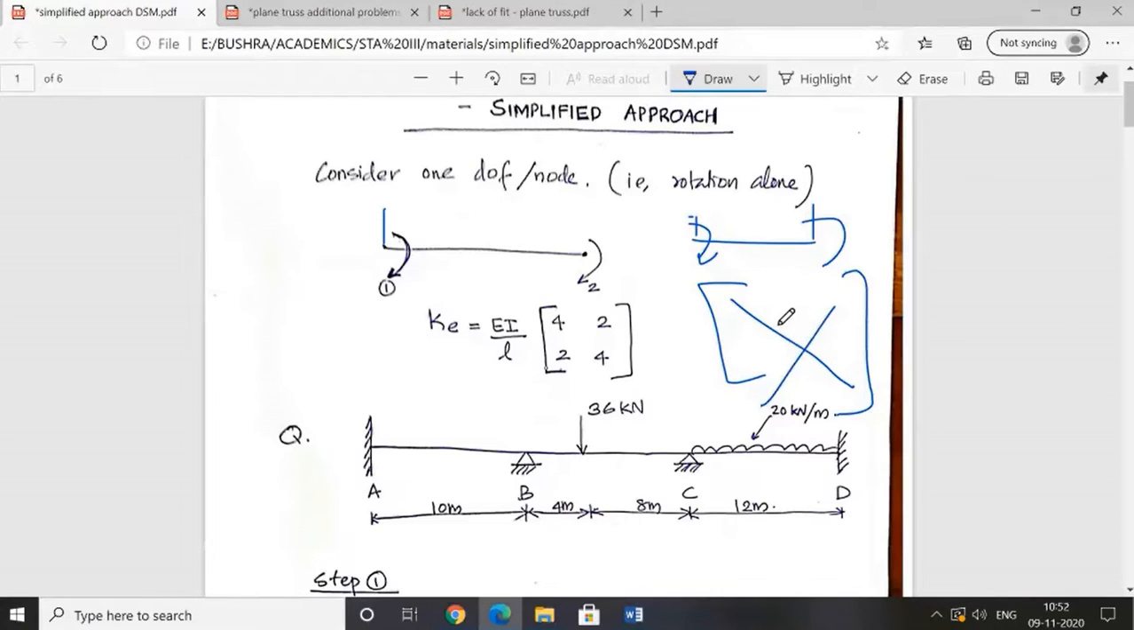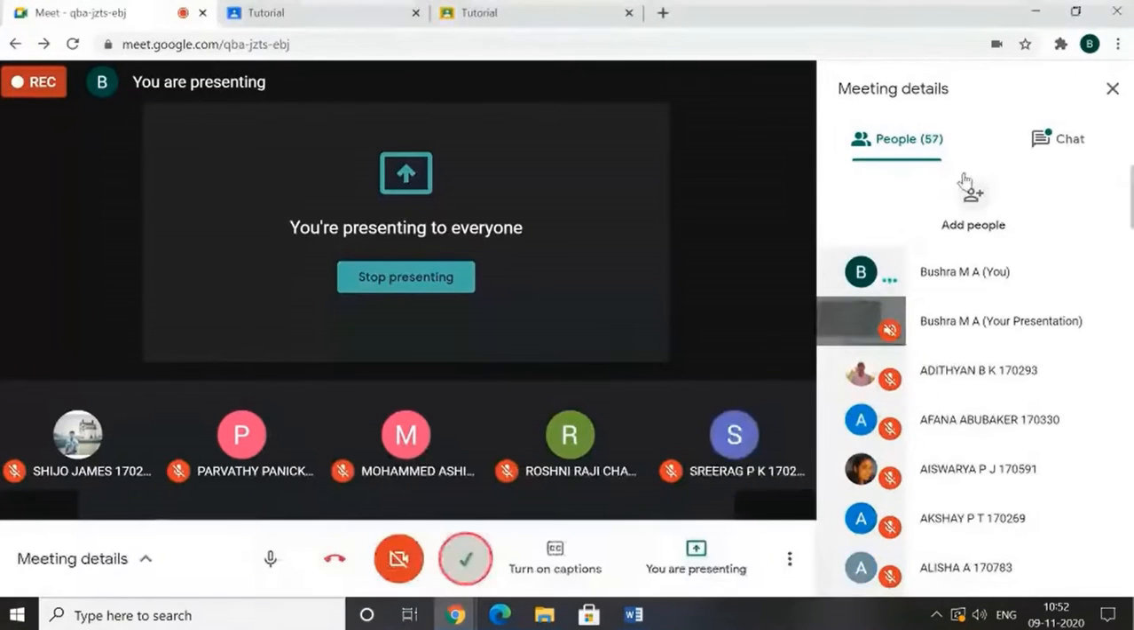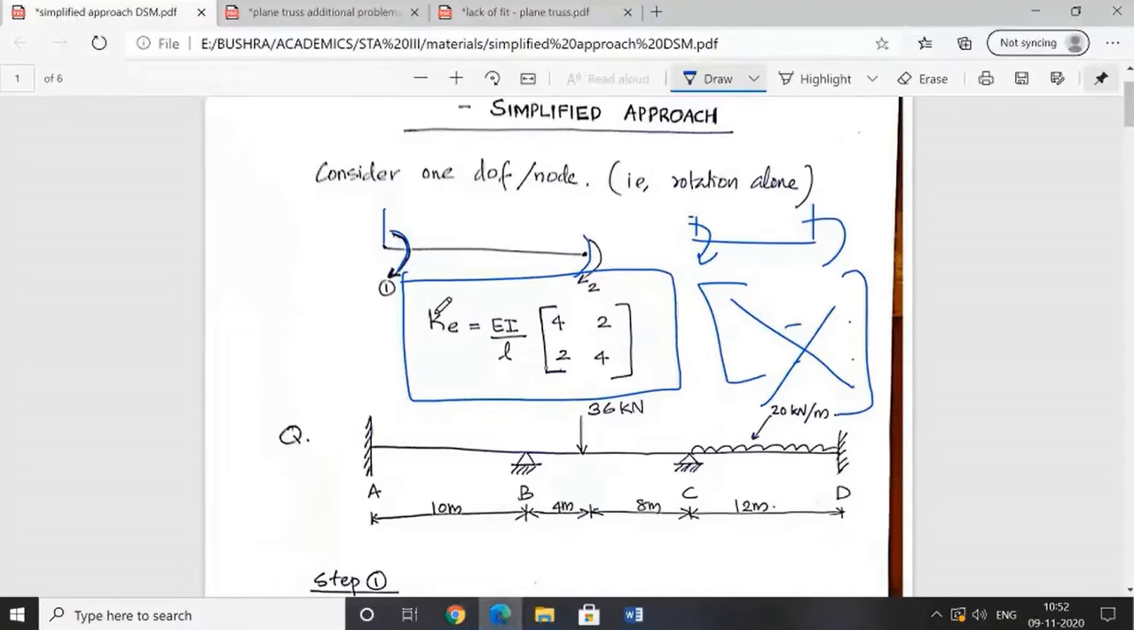And this is a somewhat simplified approach. Here we'll be considering only rotation alone at the ends. So for that case, the KE matrix is EI by L into 4, 2, 2, 4. So those 4 terms only come into action. Okay, so is it okay? I think this element stiffness matrix we have discussed. This is the simplified one.